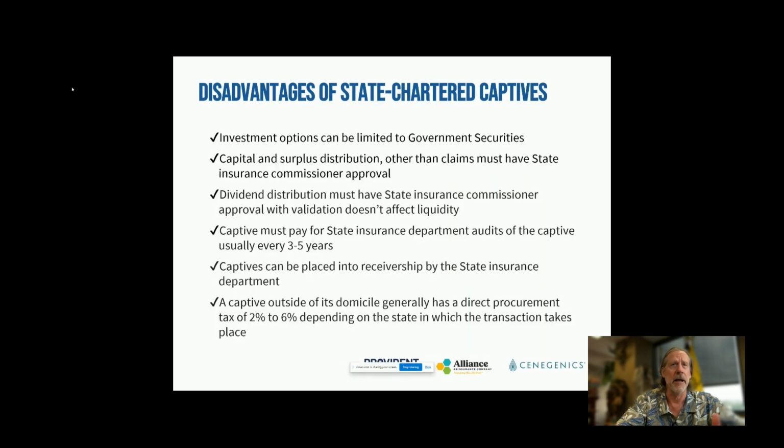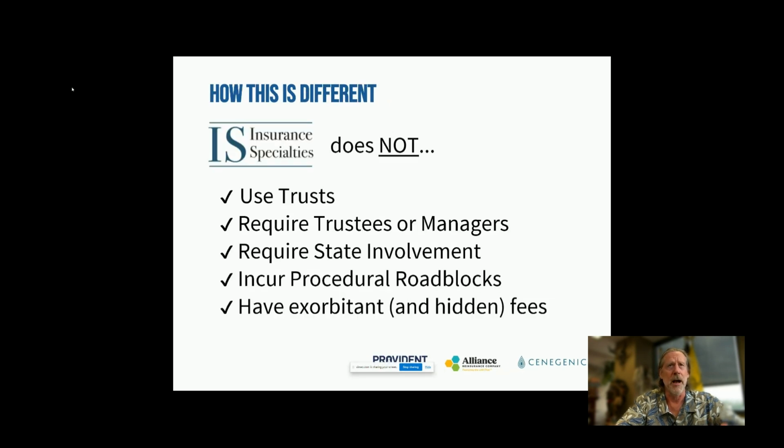Just to give you a couple of disadvantages of the other captives, like I mentioned earlier, this just gives you a laundry list of what I've already pretty much talked about. But anyway, just the regulation and the additional costs of a state chartered captive make them somewhat cost prohibitive and only really beneficial for the larger businesses. How insurance specialties is different is that they do not use a trust to hold the assets, which is what a micro-captive does. A micro-captive generally has to have trustees or managers, a lot more heavy state involvement.